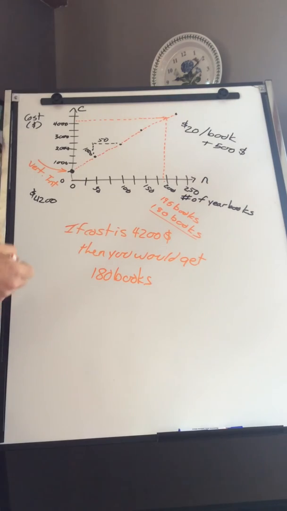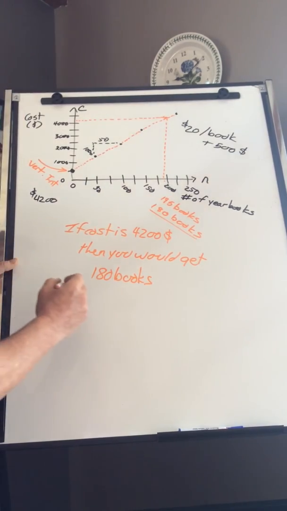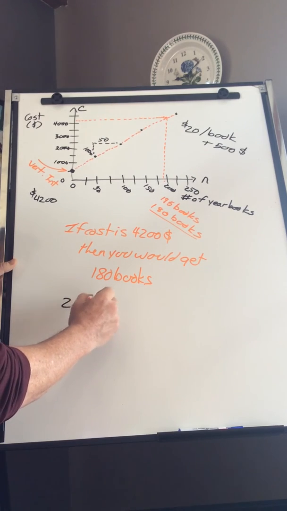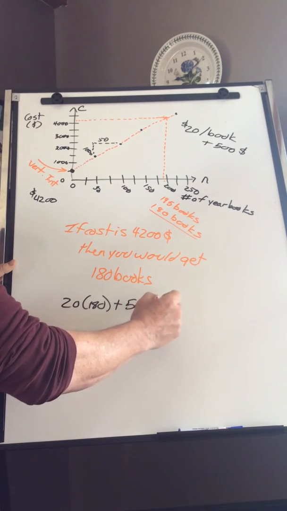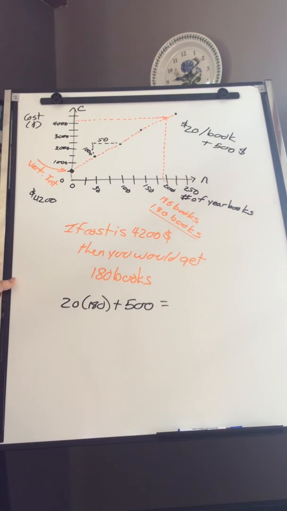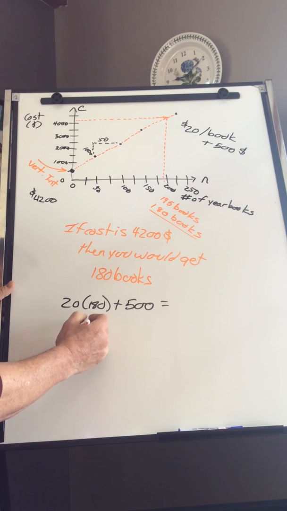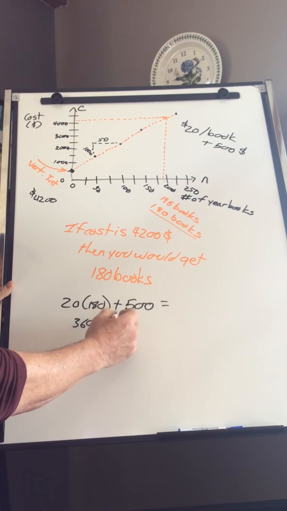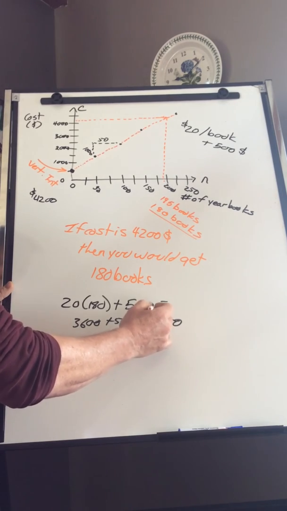So I can check my answer if I want to. And I can go 20 times 180 plus the $500 setup fee or whatever they want to call it. 3,600. Wow, that's a little off. Based on this, we've got 3,600 plus 500 equals $4,100. So that's not quite right.